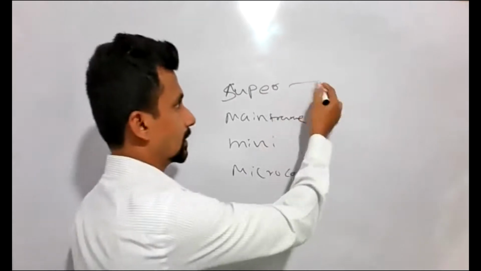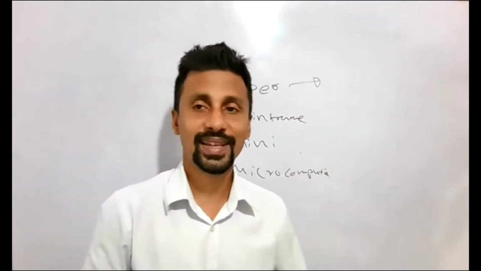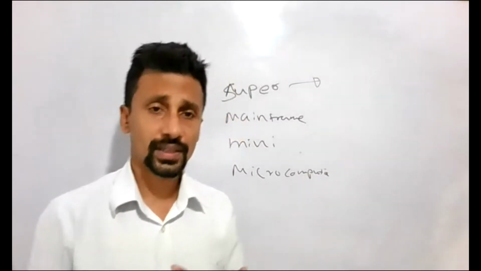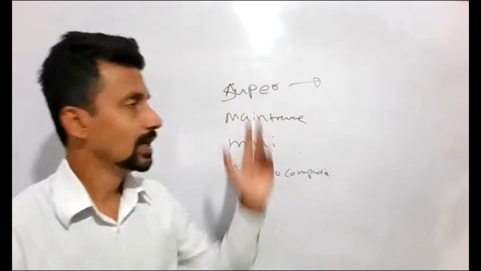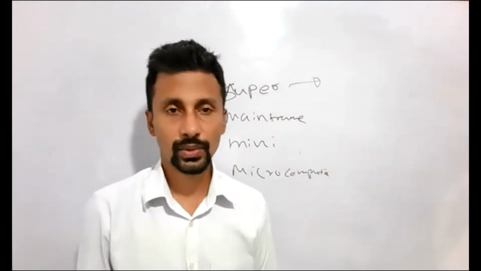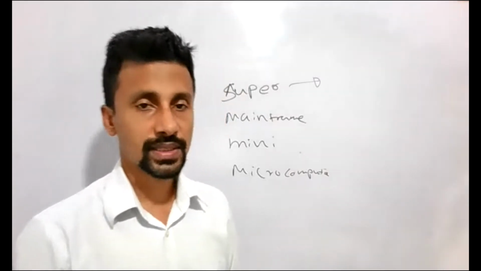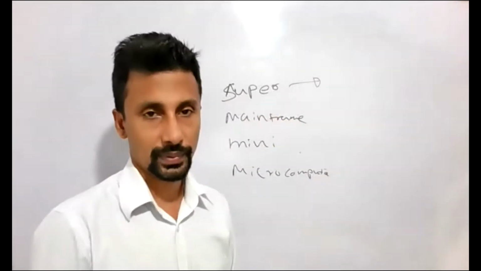So super means, super is the word we use, right? Super means it can do super works. Those that can do super works are what we call supercomputers. So they are very fast, capacity is very high, very efficient. Now when you take NASA and all that, they have supercomputers, right?